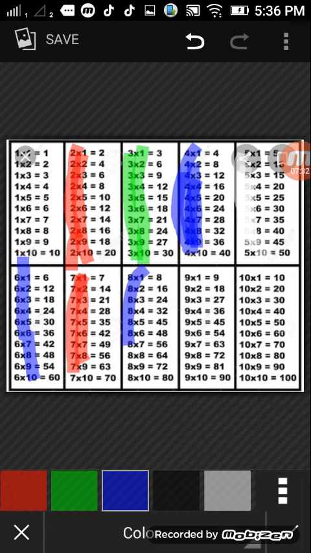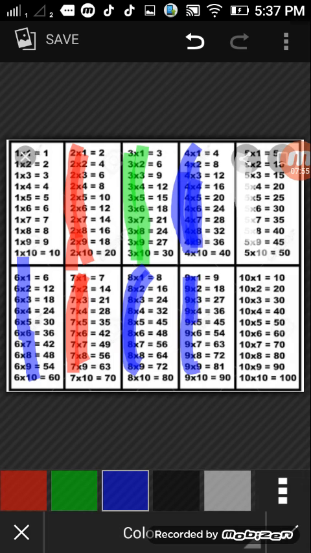The next is times 8. 8 times 1 equals 8, 8 times 2 equals 16, 8 times 3 equals 24, 8 times 4 equals 32, 8 times 5 equals 40, 8 times 6 equals 48, 8 times 7 equals 56, 8 times 8 equals 64, 8 times 9 equals 72, 8 times 10 equals 80.